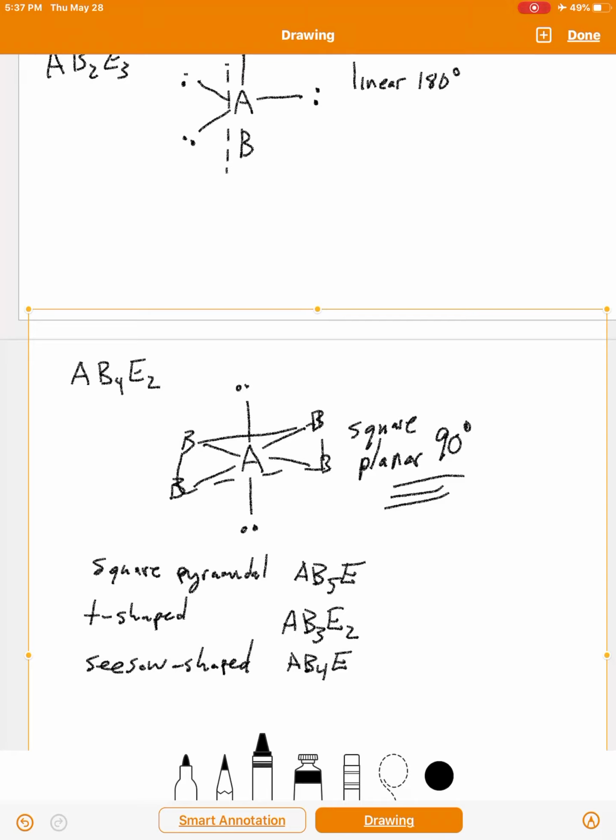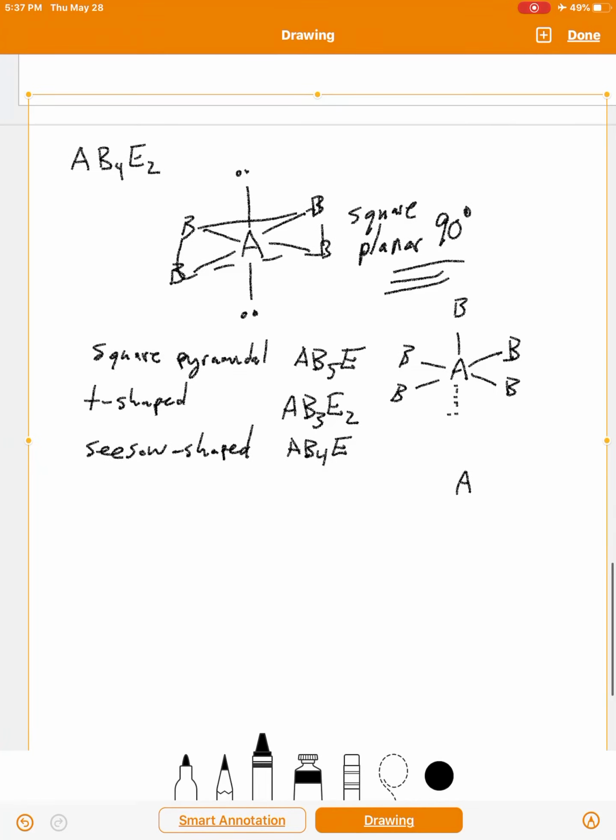So the square pyramidal looks something like this. The lone pair is coming off like this. The T shape looks like a T, essentially. You got A in the center. Make a little more room here. And then your B comes out like this. And then you got a couple lone pairs here and here. So there's 2, that's your T shape. Looks like a T, right?